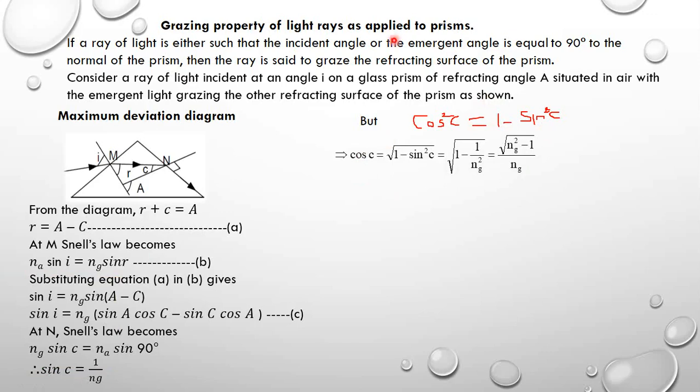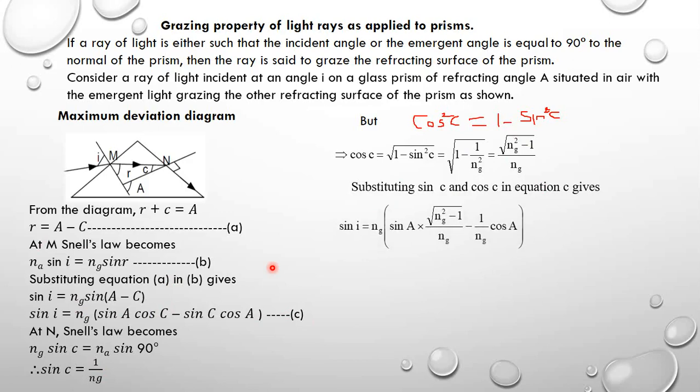Where we have sine squared C, we shall substitute with 1 over N_g squared. And so we shall have this. And then when we get the LCM, we shall have N_g squared minus 1, and then when we get the square root, we shall have the square root of N_g squared minus 1 over N_g. So cos will be giving us that. Then after that, we are going to substitute for sine of C and cos of C in that equation. Where there is cos C, we shall substitute this, and where there is sine C, we shall substitute this, and then we shall get this.